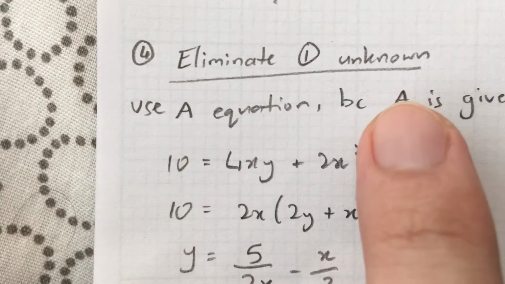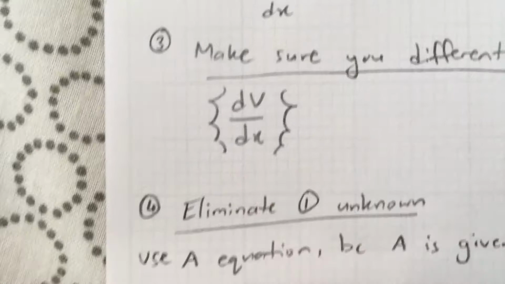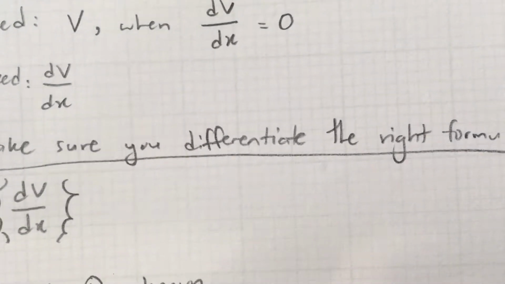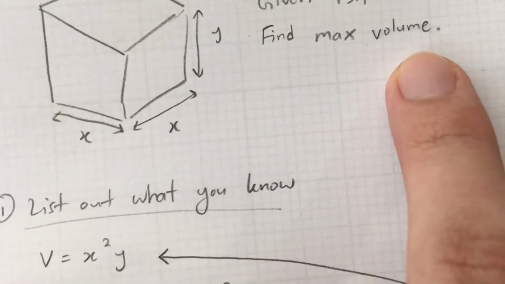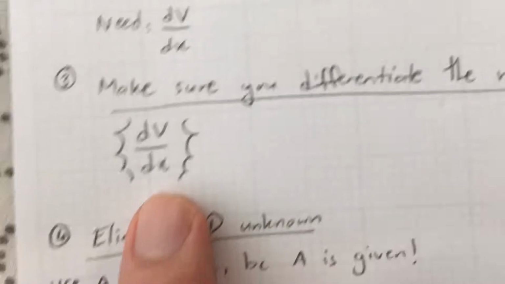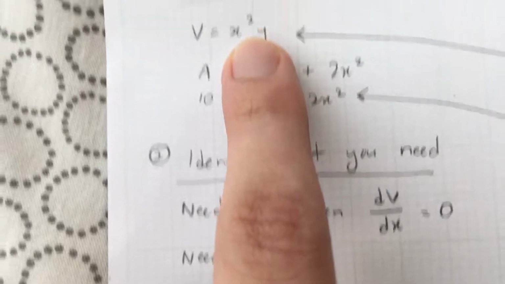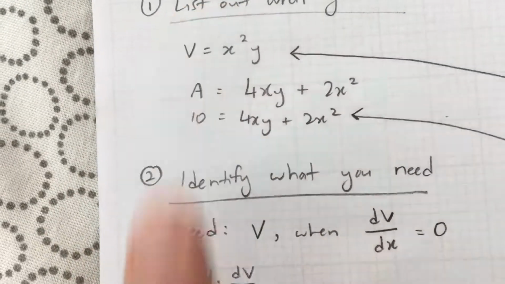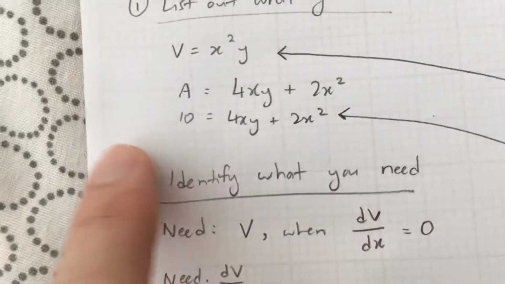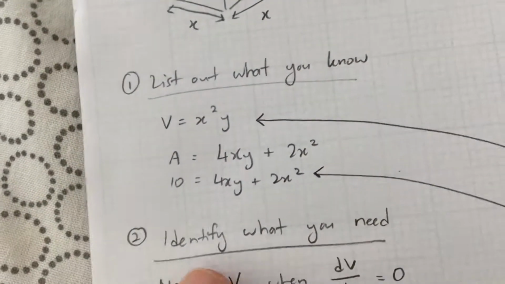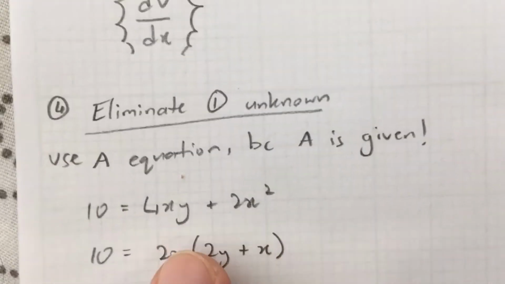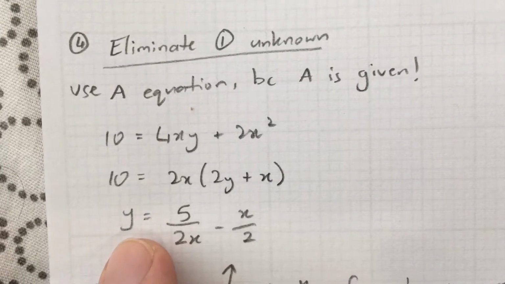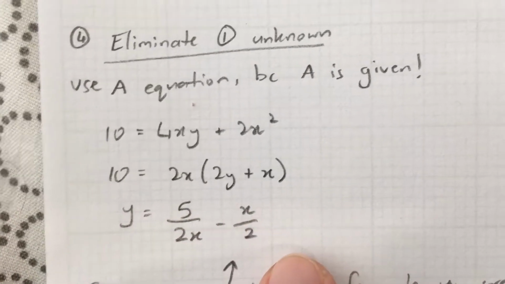We have to eliminate one unknown. Before you start, always make sure you differentiate the correct equation. If you differentiate the wrong one, you might get maximum surface area, but they want maximum volume. So always be sure. As I was saying, eliminate one unknown to get this dV/dx. How do you do this? Well, they give you this requirement: the surface area, 10, is this formula. If I just rearrange this, I find that y equals 5 over 2x minus x over 2.